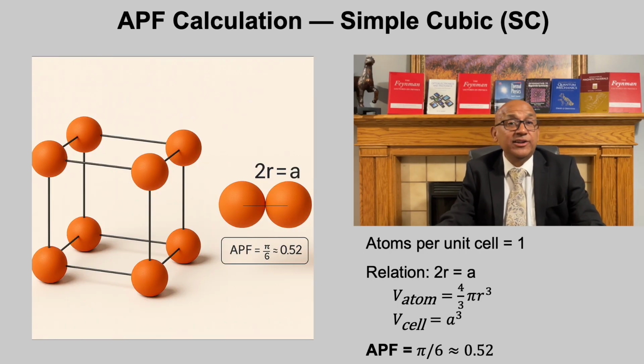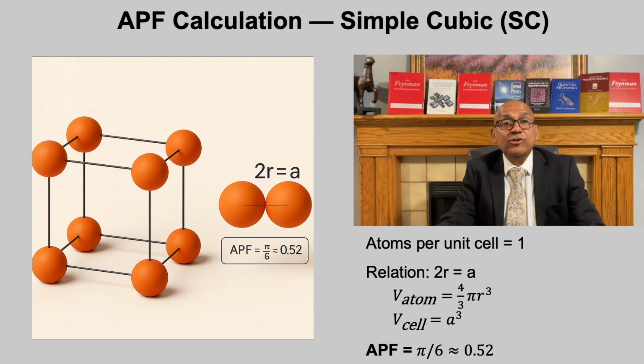Now that we have learned the coordination numbers and the unit cell geometry of simple cubic, body-centered cubic, and face-centered cubic, let us derive the atomic packing fractions step by step, starting with simple cubic. To calculate atomic packing fraction, first count atoms in the unit cell. There are 8 corner atoms. Each corner contributes 1/8. That totals 1 atom per unit cell.